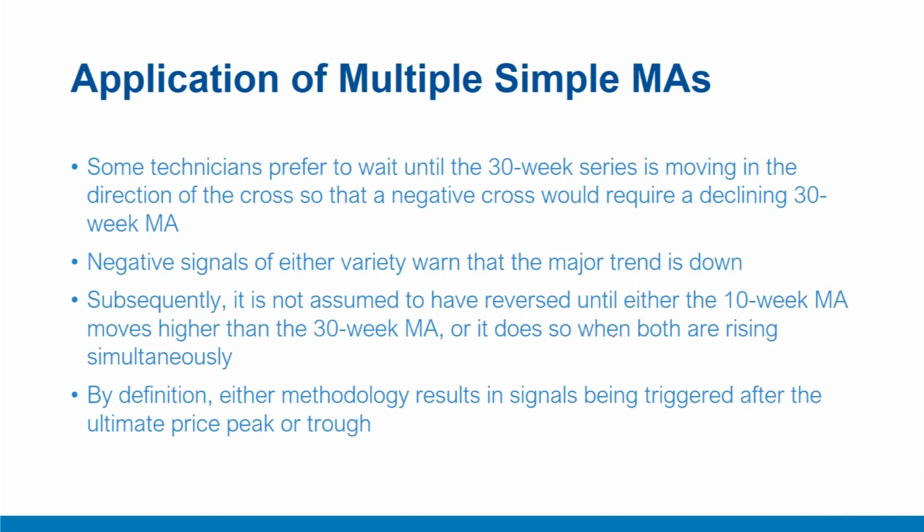Negative signals of either variety warn that a major trend is to the downside. It is not assumed to have reversed until either the 10-week MA moves higher than the 30-week MA, or both are rising simultaneously. By definition, either methodology results in signals being triggered after the ultimate price peak or trough. Therefore, they serve as a confirmation of a change in trend rather than the actual juncture points in themselves. If the signal develops close to the final turning point, then it can be acted upon in a timely and practical way. On the other hand, if it is triggered some distance from the previous peak or trough, then it can merely be used as a confirmation.